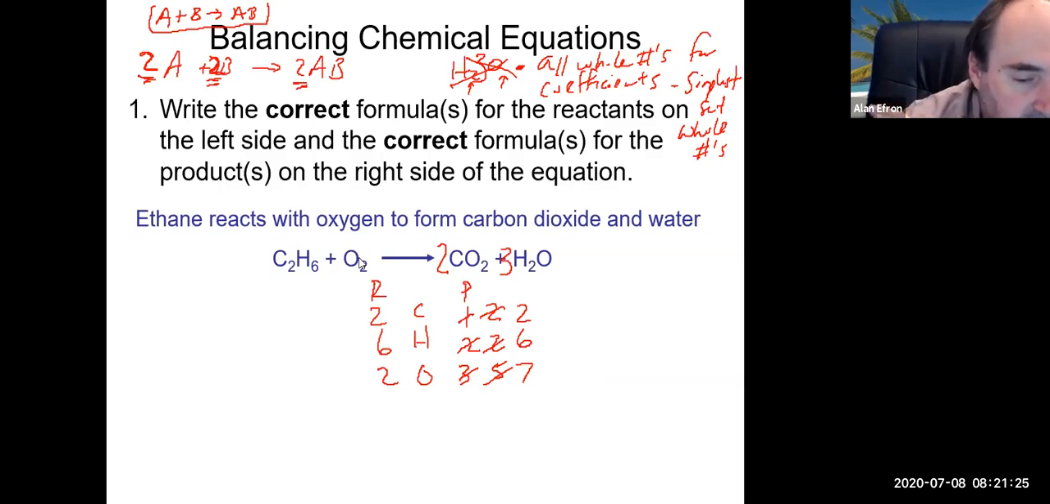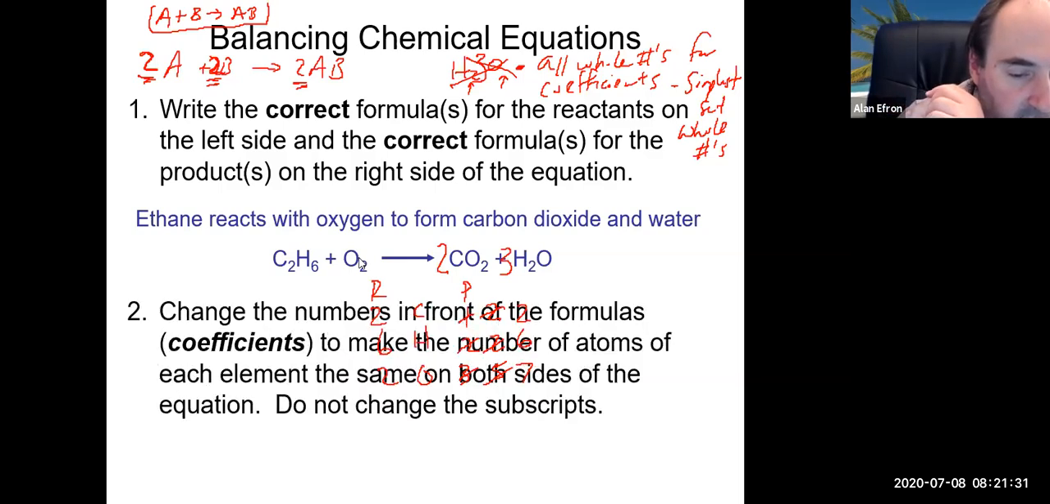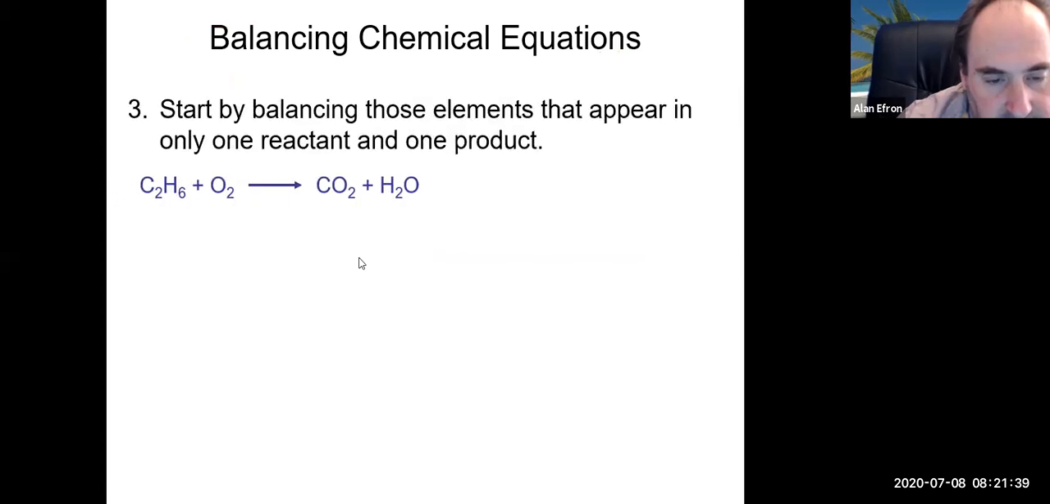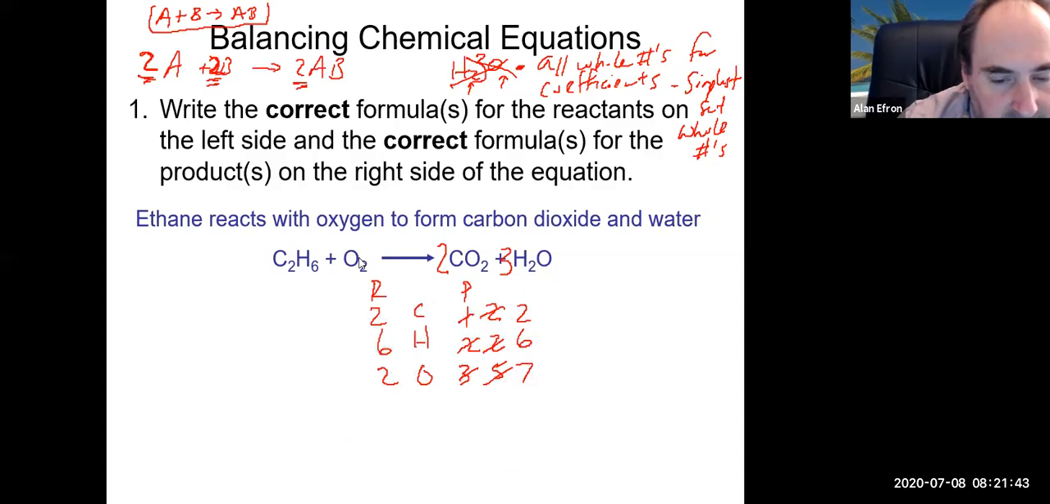Clearly, we're not done with this one. We still have the oxygen we need to fix, so we'll take a look at that in a second. But again, a reminder that only the coefficients should be changed. I'll just finish it up here so I won't write over everything.